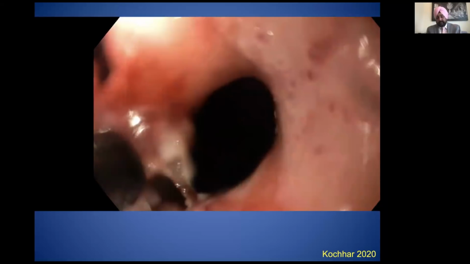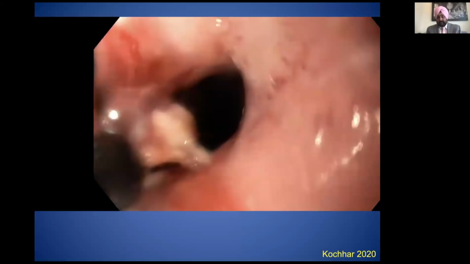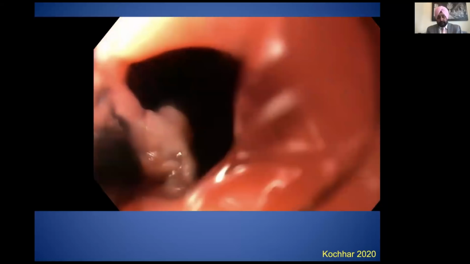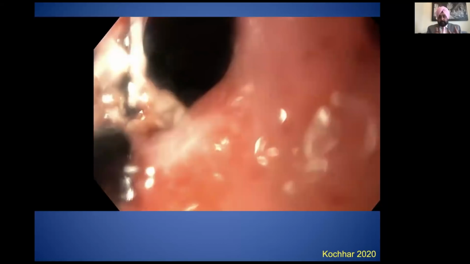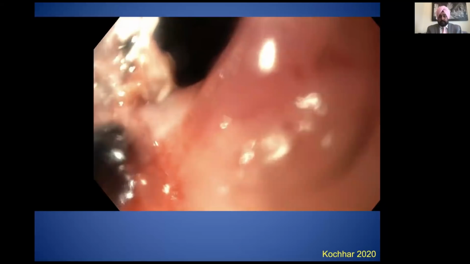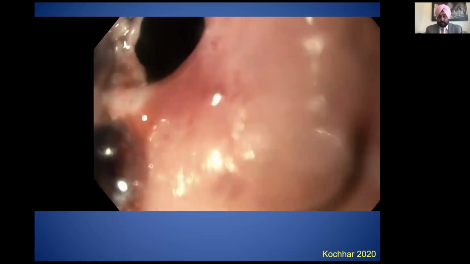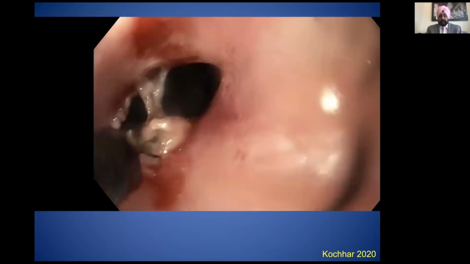In this case, my intention was to cut semi-circumferentially and not full circumference. And just after a little bit of cutting the fibrous tissue, we barely reached the muscle. We were able to advance our scope through and then examine the remainder of the pouch.